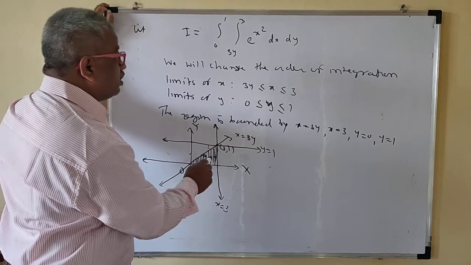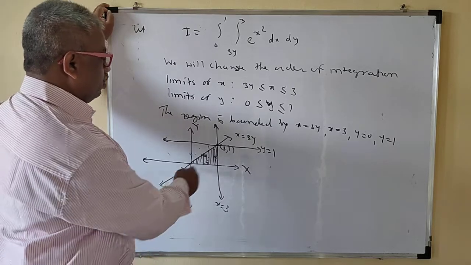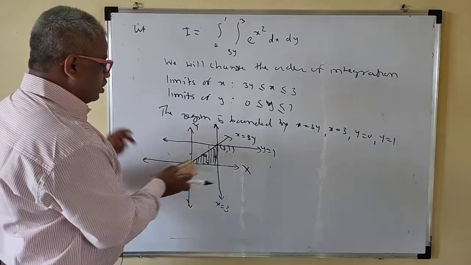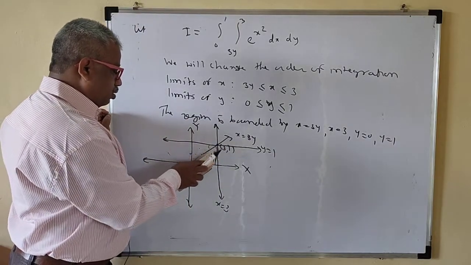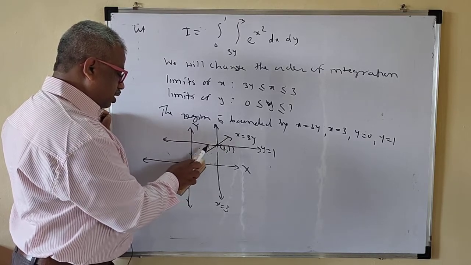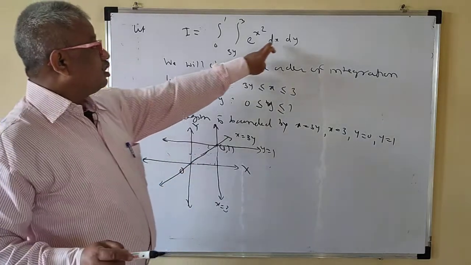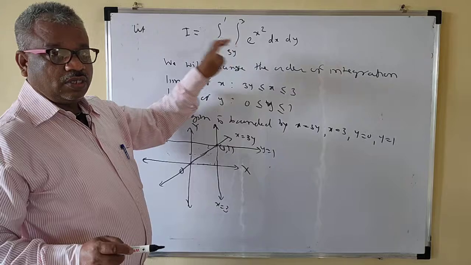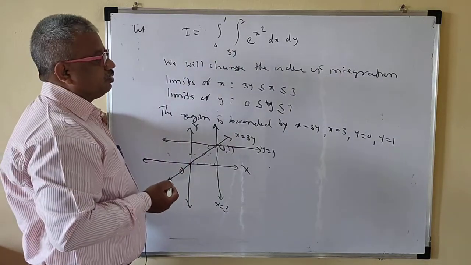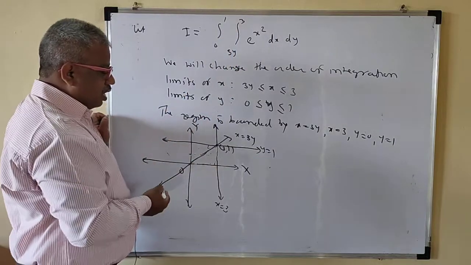We check whether our region is correct or not. So this is also your region. Okay, so we'll check which region is correct or not. First of all, how to check the region is correct or not. Now see, these are the limits of x. That means here your strip is parallel to x axis.